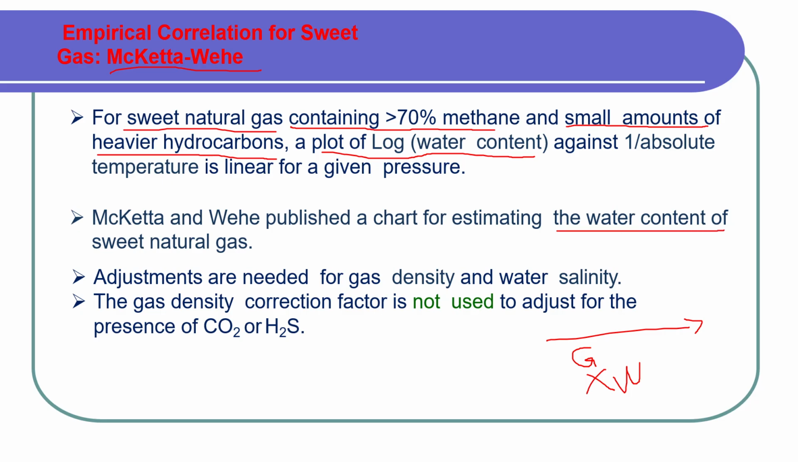for the sweet natural gas. But this chart will need some adjustment for the density and the salinity of water as well. You have to keep in mind that the correction factor, or the adjustment for the density of the gas, is not used to adjust for the CO2 and H2S content. No, we do not use the density adjustment for the H2S and CO2. We just adjust here 2 terms: we adjust for the salinity of water, and we adjust for the density, and we're going to see it later once we apply this example, where we're going to summarize the whole use of these charts.